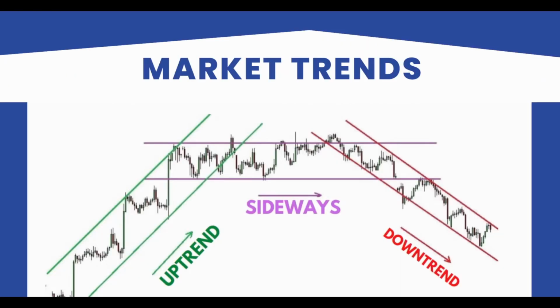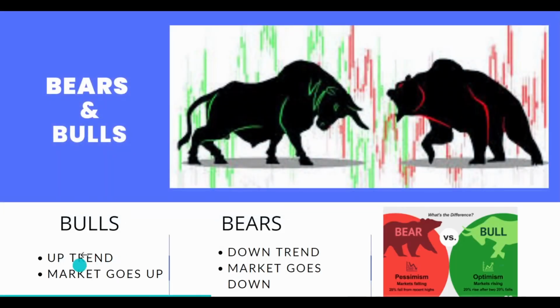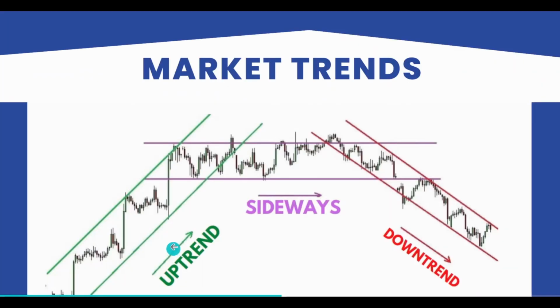Let's talk about the different market trends. So basically there are three market trends, known as uptrend, sideways and downtrend. In uptrend, the market is bullish and the market is continuously going up, making higher highs. In the sideways the market is not making any big moves. And in the downtrend the market is bearish and it is coming down and making lower highs.